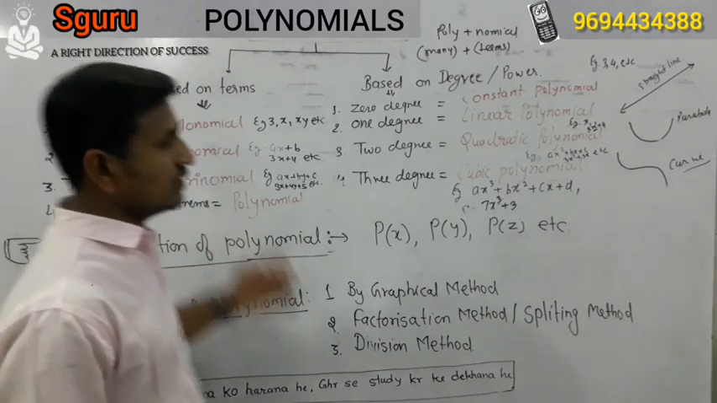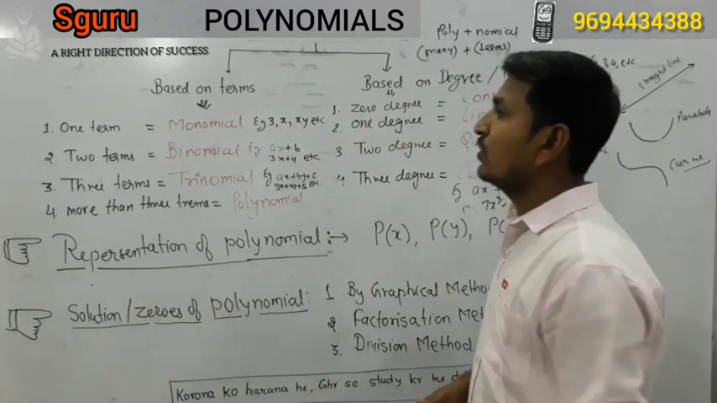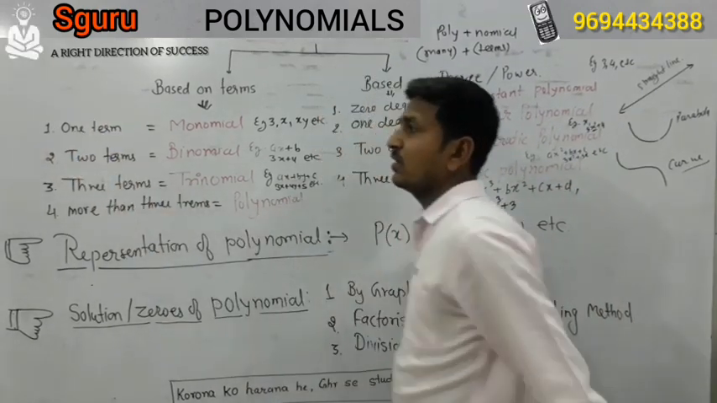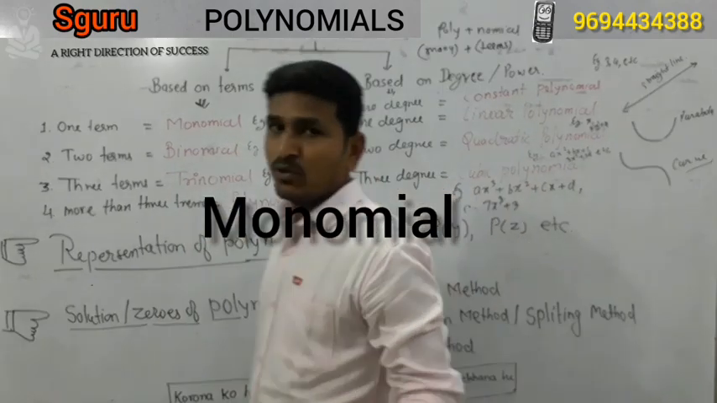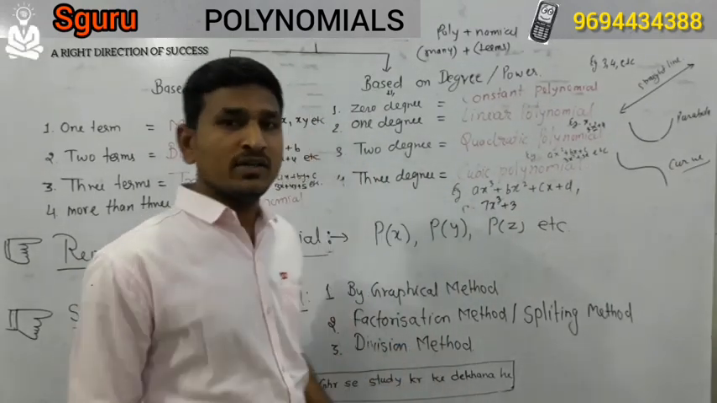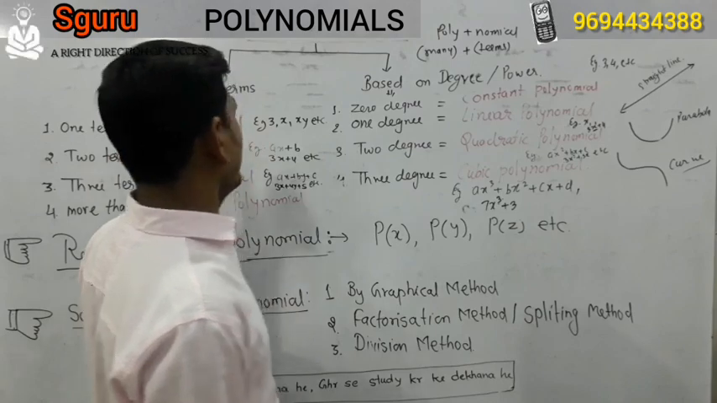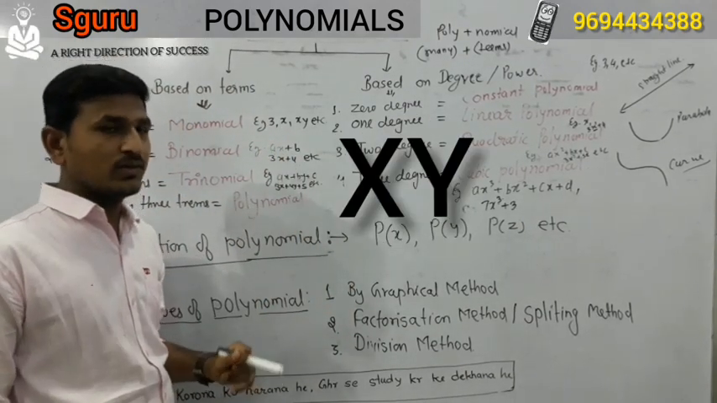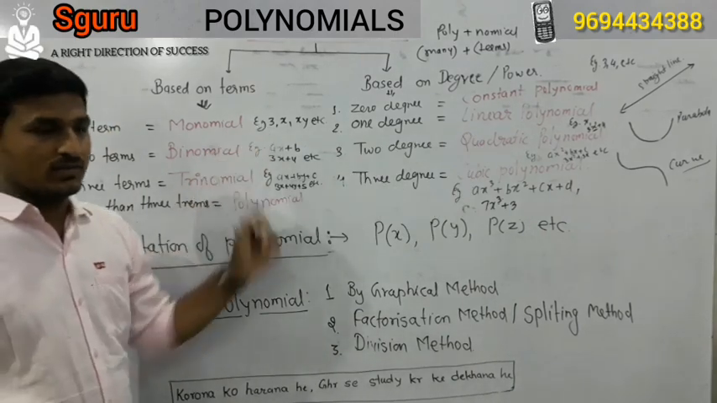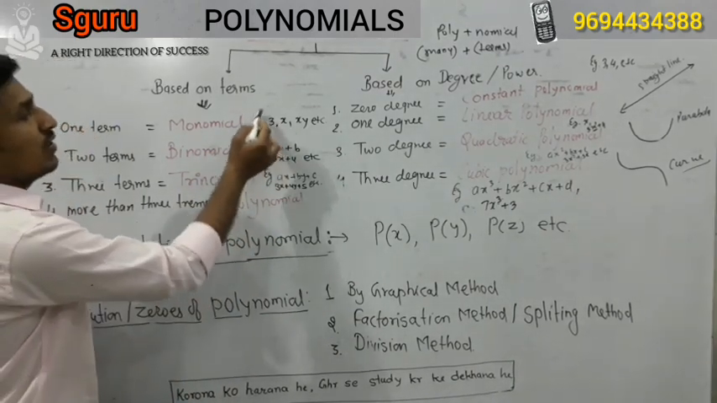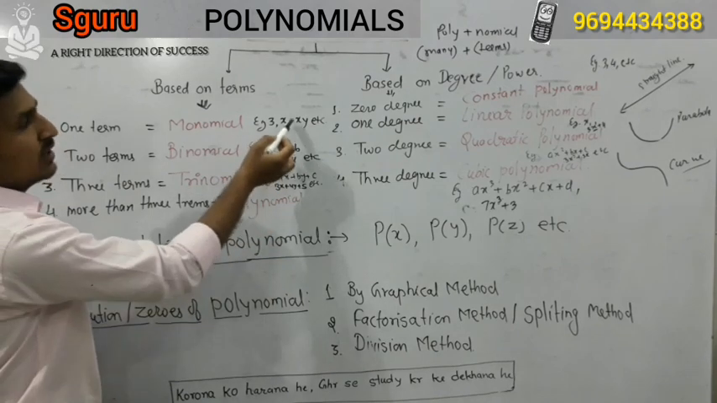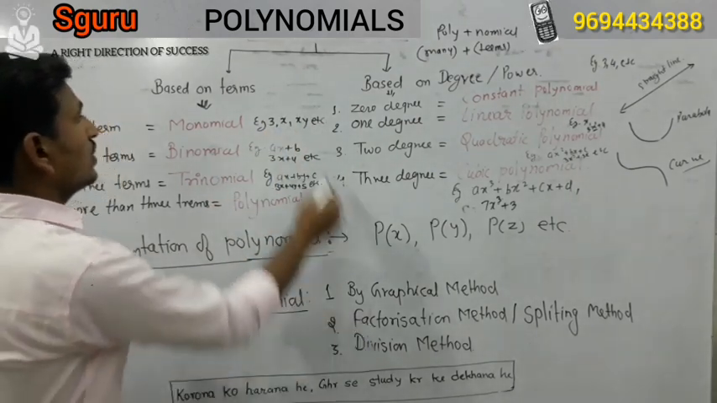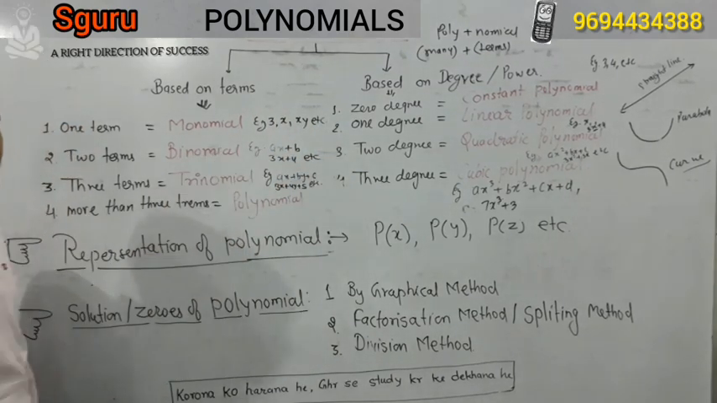Okay, let's start. A polynomial which contain only one term is called monomial. Example 3x, xy, etc. Yes, 3 have only a single term. X contain only a single term. Xy also contain only one term. So all are the examples of monomials. Understand?